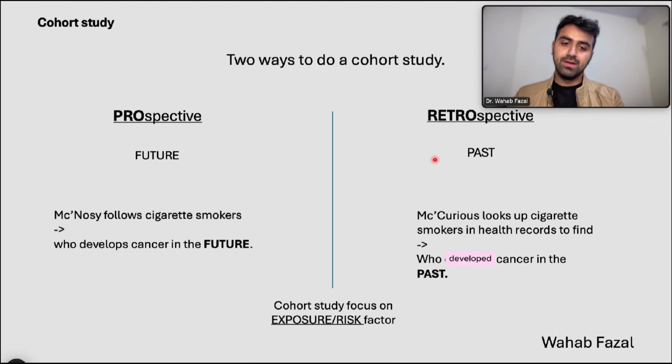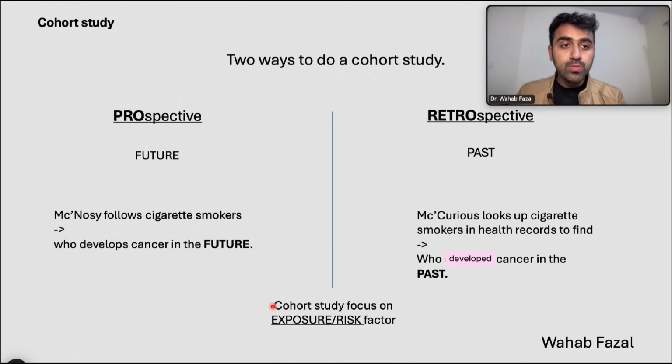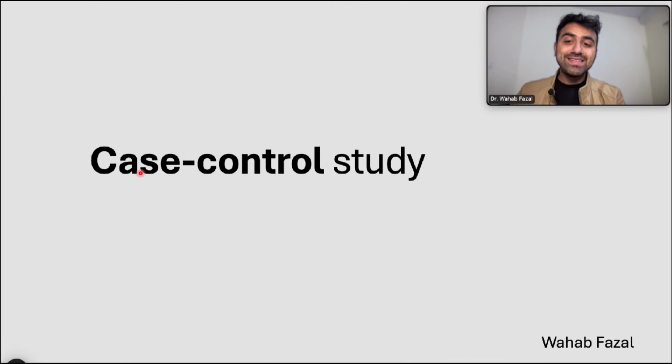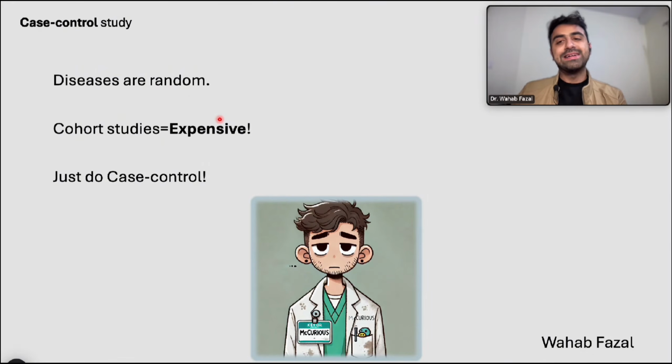Let's move on. Just know that a cohort study focuses on the exposure or the risk factor, and on that basis our cohort groups are formed, the comparison group is formed. Why am I focusing a lot on this? I'm focusing on this because this contrasts with the next study that we are going to talk about. This type of study makes the groups on the basis of the outcome. People with the outcome are in one group, people without the outcome are in the other group. Let's look at it in detail.